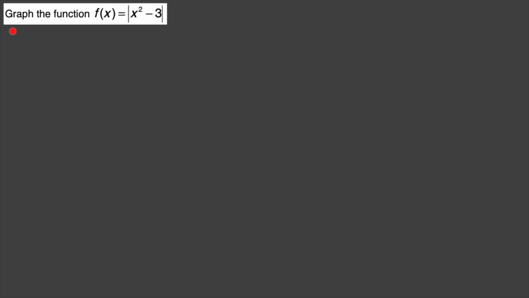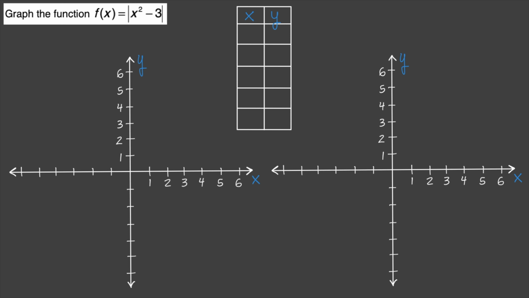Hey Kooks, this question says, graph the function f of x equals the absolute value of x squared minus 3. So let's first graph the function just x squared minus 3. We will deal with the absolute value after we have first graphed x squared minus 3. So we'll need a couple graphs and a table. So we're going to graph y equals x squared minus 3 first.